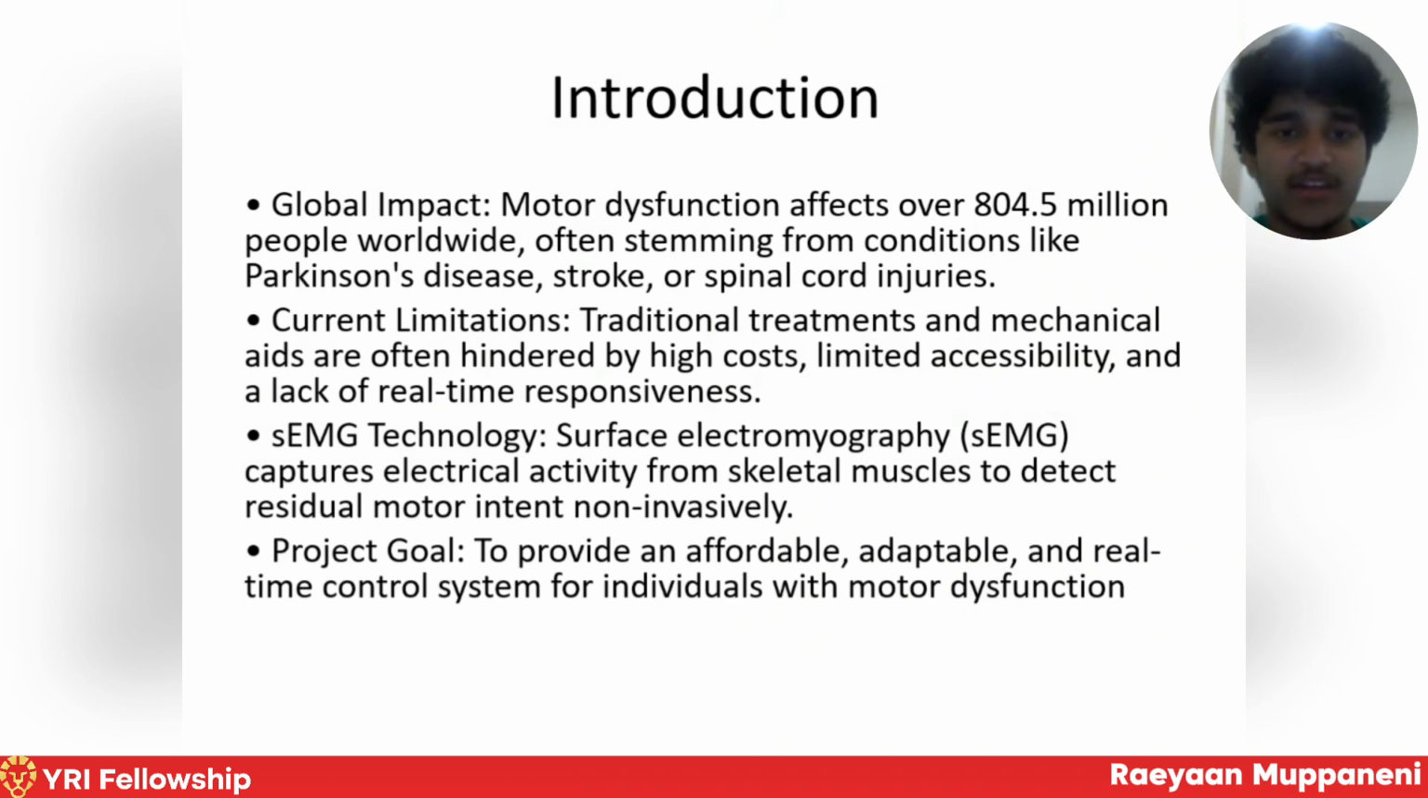The global impact of this work is that it helps aid those who have motor dysfunction, which is over 804.5 million people worldwide. And these dysfunctions can often stem from conditions like Parkinson's disease, strokes, or spinal cord injuries. Additionally, there are amputees who've lost mobility in their arm, and this prosthetic-like device can restore that motion.